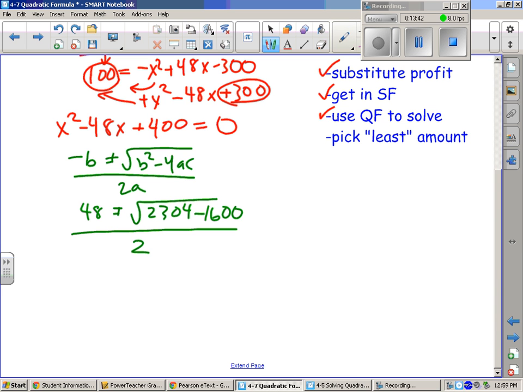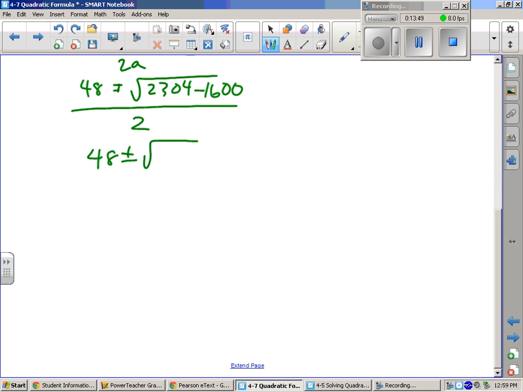Okay, keep going here. 48 plus or minus. Under the radical, 2304 minus 1600 is 704. And divide that by 2. Now, 704 is not a perfect square. So we are going to have to use decimals, but this is a real-life situation where we're talking money. So decimals are okay with money. Okay, so don't leave it as root 704. Right. Because somebody looking at that in the store is going to go, how much does this cost? You got to go, money is money.